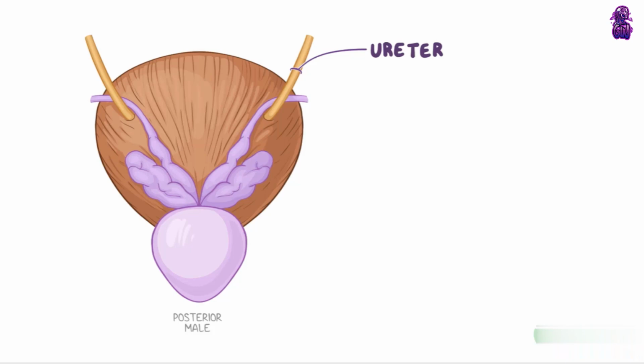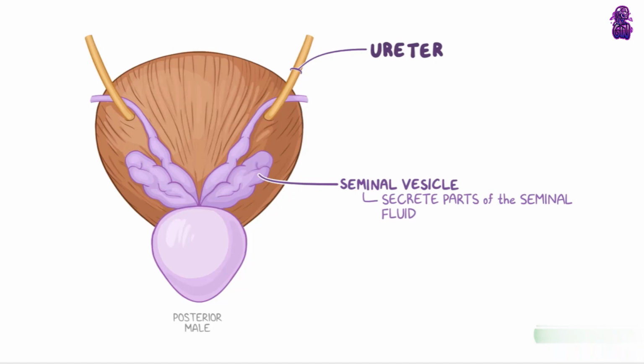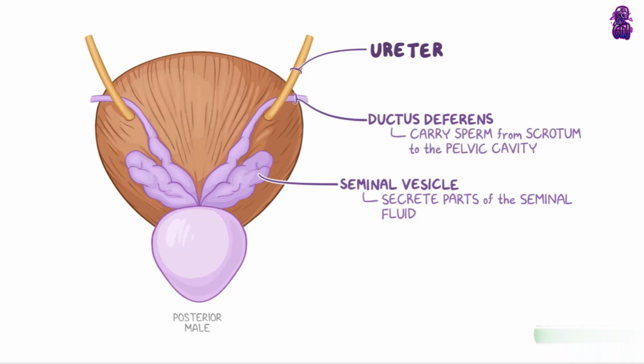In males, the ureters enter the posterior wall of the bladder superior to the seminal vesicles, which are paired glands that secrete parts of the seminal fluid. Also, the ureters run posterior to the ductus deferens, which are paired tubes that carry sperm from the scrotum to the pelvic cavity. The ductus deferens emerges from the inguinal canal and travels to the posterolateral angle of the bladder, where it passes superior to the ureter.